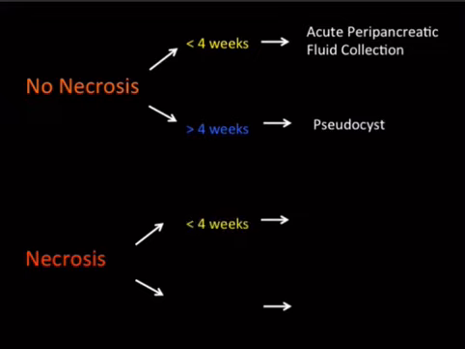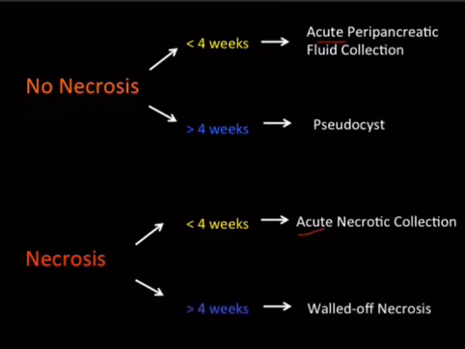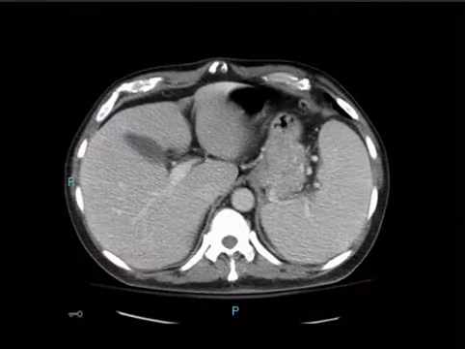Necrosis, less than 4 weeks: acute necrotic collection. Again, the word acute is listed there, so it's less than 4. Both of the times when it's less than 4, it's got the word acute in it, okay? More than 4 weeks, walled off necrosis. Just like a pseudocyst is sort of walled off with a rim around it, walled off necrosis is in the setting of necrosis. All right, so moving down.